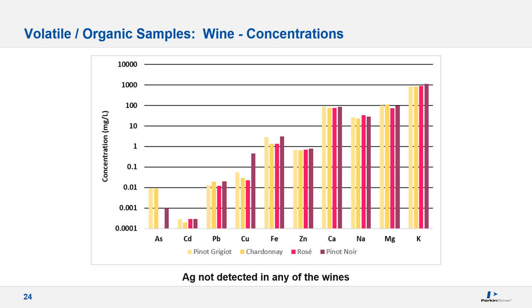The elemental concentrations were surprisingly similar between the wines, with the exception of arsenic, which ranged from not detected in the rosé up to 0.01 ppm in the Pinot Grigio and Chardonnay. Copper was also higher in the Pinot Noir than in the other wines.